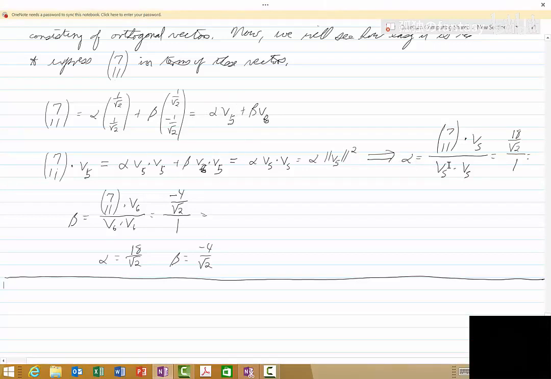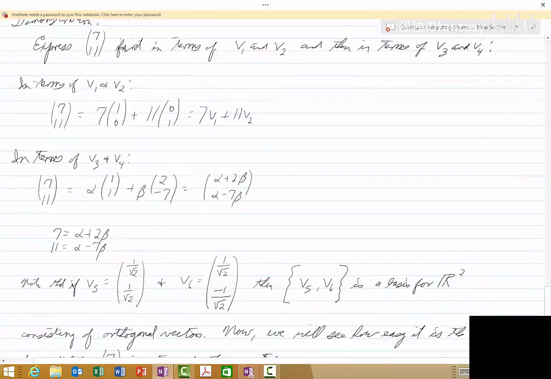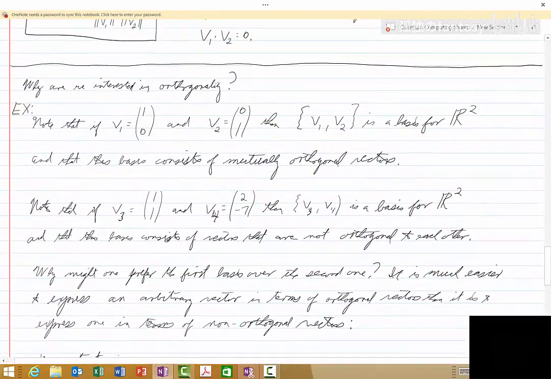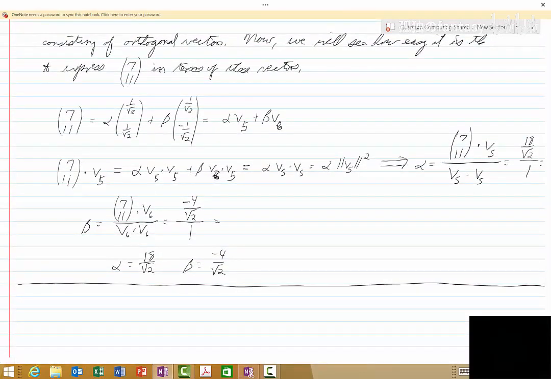Notice that v5 dot v5 was 1, v6 dot v6 was 1, and this made it even more convenient to work with. So that's a brief introduction to the ideas of orthogonality, and also a continuation where we wrap up the notion of a basis. So now let's look at problems for this video.